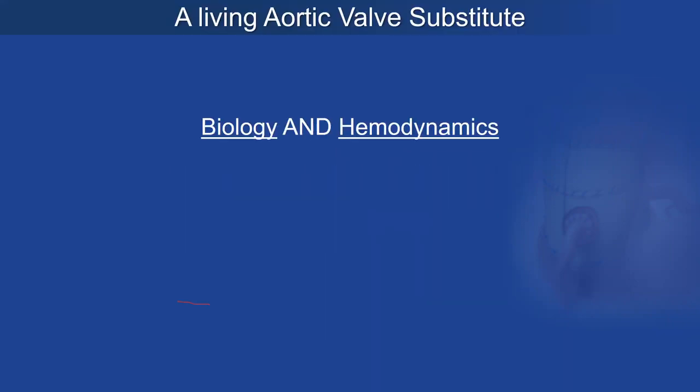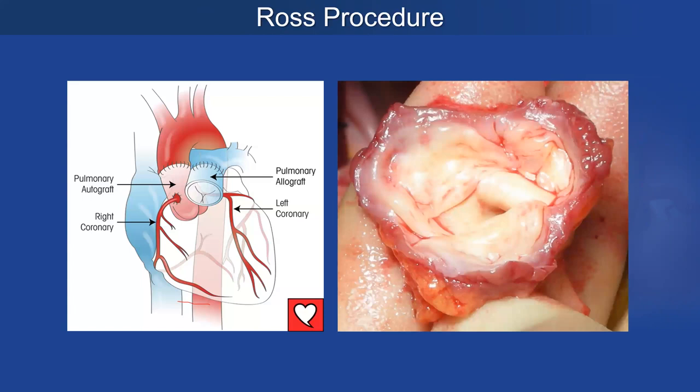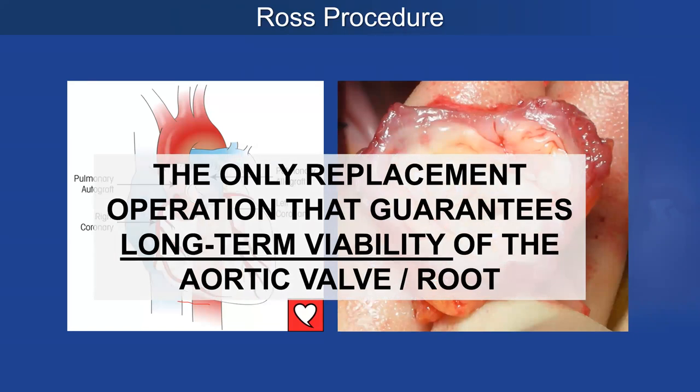Well, the rationale is that perhaps if you have a living aortic valve substitute that can have both biologic and hemodynamic features that are better than a prosthetic valve, that may translate into improvements in these clinically relevant outcomes. And the ROS procedure, which consists of taking the pulmonary valve and root and implanting it on the left side, is the only replacement operation that guarantees long-term viability of the aortic valve and root. We have explants now 30 and up to even 40 years after the ROS.